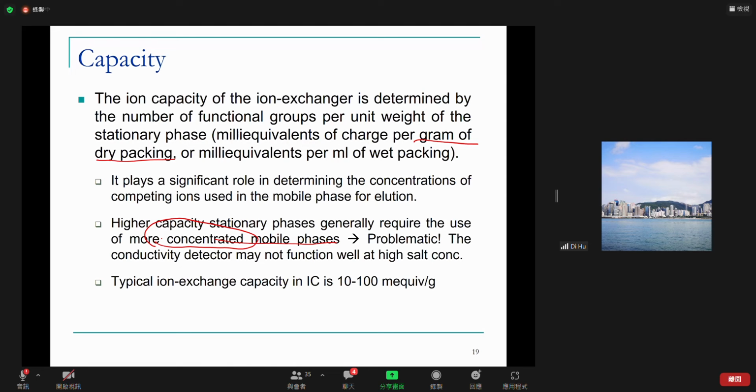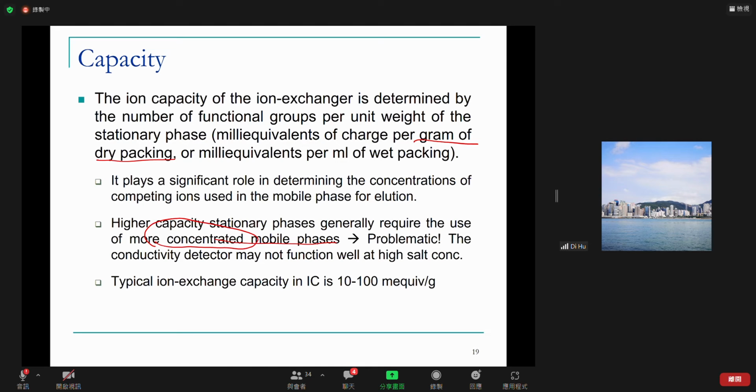And then that background is too high, and that causes problems. Even if you use the suppressor, you put a burden, a pressure, on the suppressor to remove the signal or response from the mobile phase from the background. Okay, so that's why you don't want too high a capacity. At the same time, you don't want the capacity to be too low.